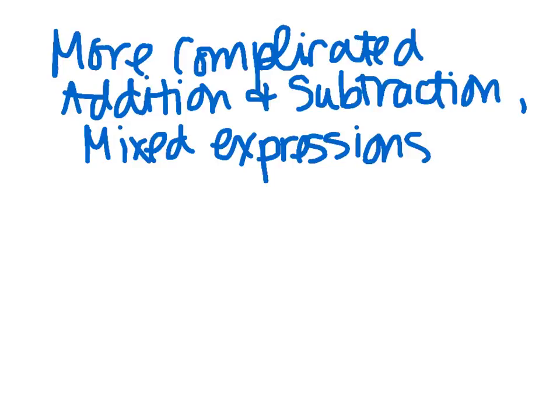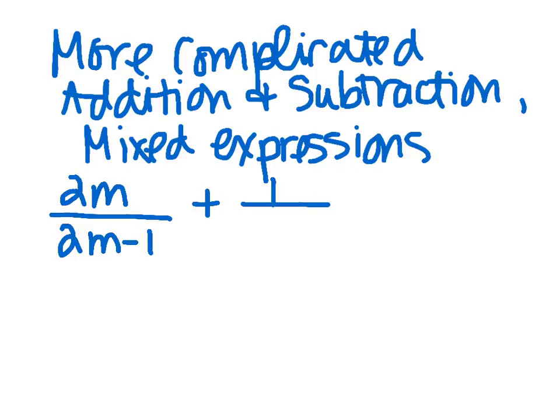Now that we've learned the nuts and bolts of adding and subtracting fractions, I'm going to do a few examples that have some more complicated elements that are typically confusing to kids. The first is 2m over 2m minus 1, and I'm going to add that to 1 over 1 minus 2m.